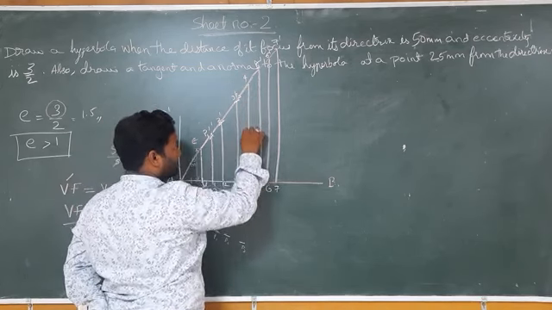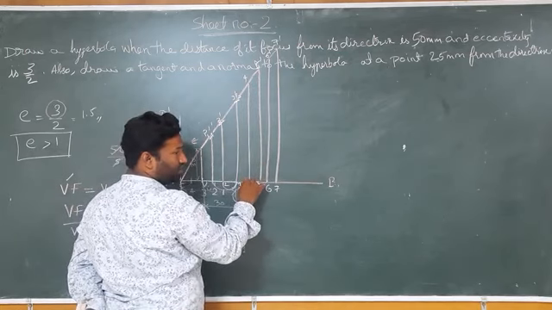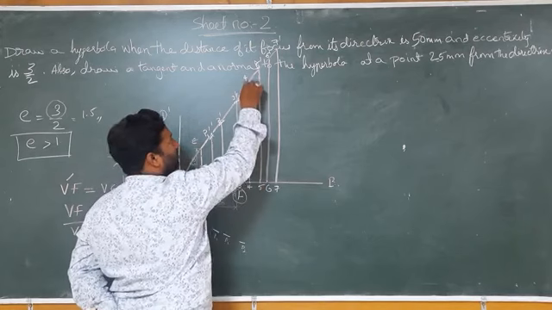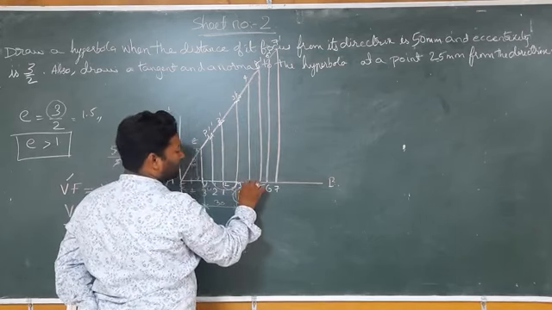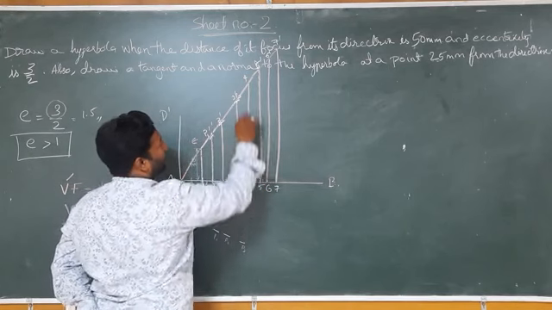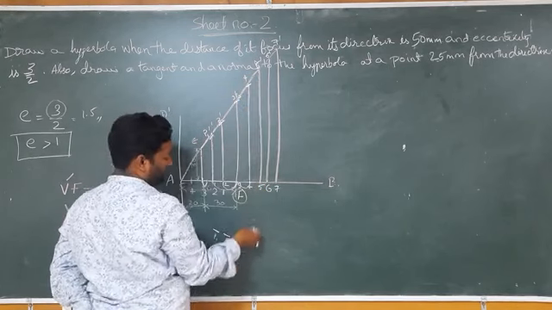Like the same, I have to repeat for the fourth also. I have to measure the distance with the help of the compass. I have to maintain the radius from 4 to 4 complement with the help of the compass. Again I have to shift from 4 to focus, and I have to cut the arc here only. This one.